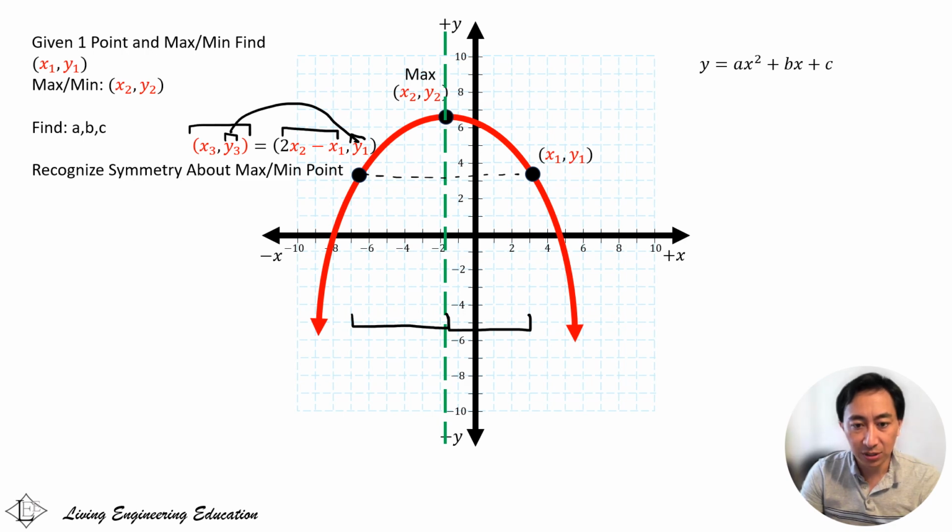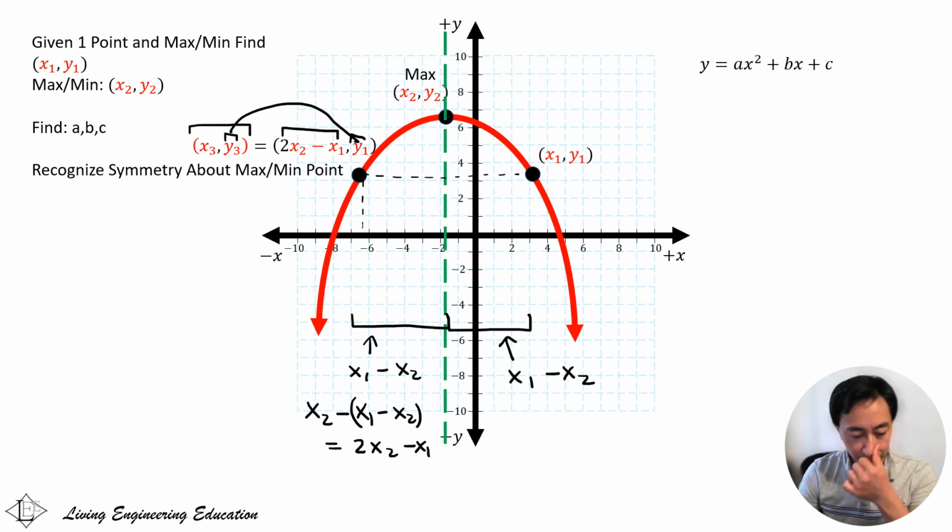So what is this distance? This distance is x1 minus x2. So this distance will also be x1 minus x2. But what's this location then? This location would be x2 minus the difference, x1 minus x2, which is equal to 2 times x2 minus x1. And we'll see that in the example problems.